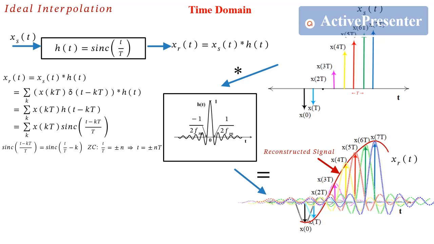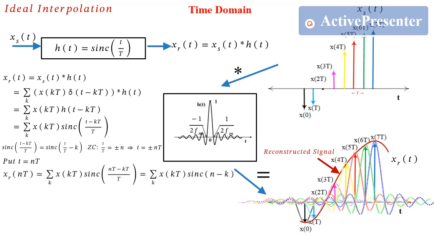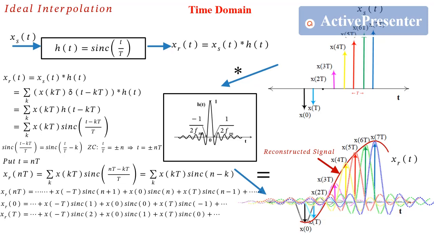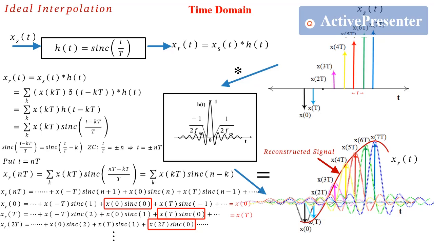We can quickly check this, at least at the sampling instants, to see whether this reconstruction is proper or not. Expanding in terms of k gives us this expression. Let's substitute a few values of n in this expansion, say n as 0, 1, 2 and so on. Since sinc(0) is 1, while the value of this sinc function at any other integer is 0, we can see that the reconstructed sample is exactly equal to the sample at that instant.